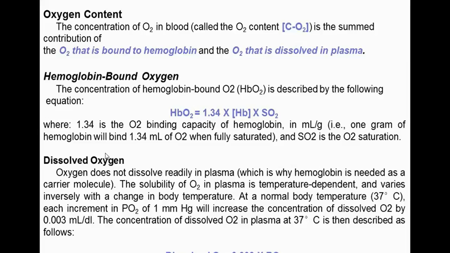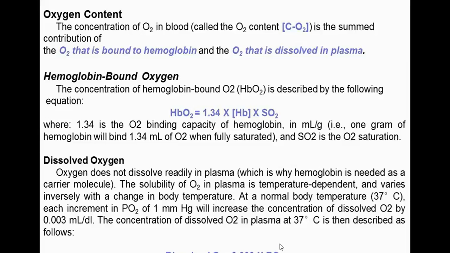What about the dissolved oxygen? As oxygen doesn't dissolve readily in the plasma, we need a carrier, as we said before. The solubility of oxygen in the plasma is temperature dependent and varies according to body temperature. The dissolved oxygen equation is 0.003 times the oxygen tension, or PO2. What is meant by PO2? It's the partial pressure of oxygen.